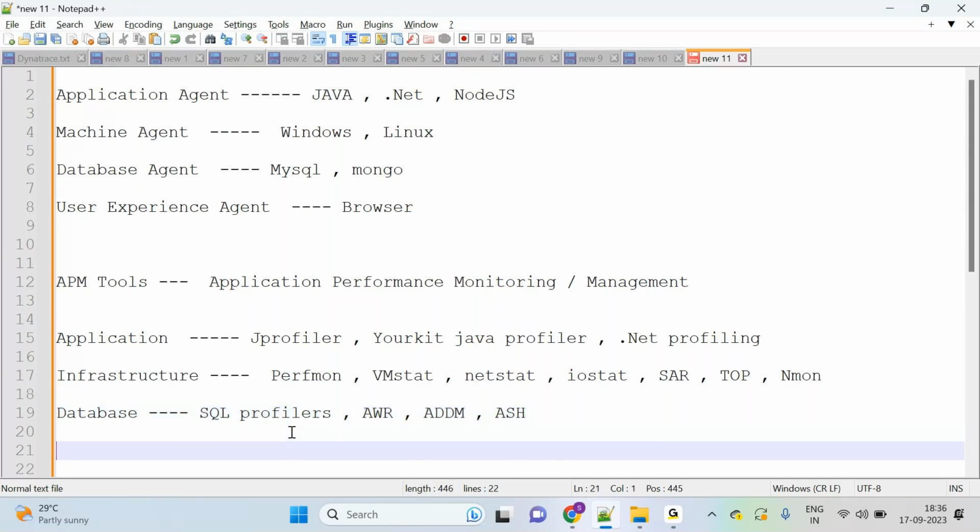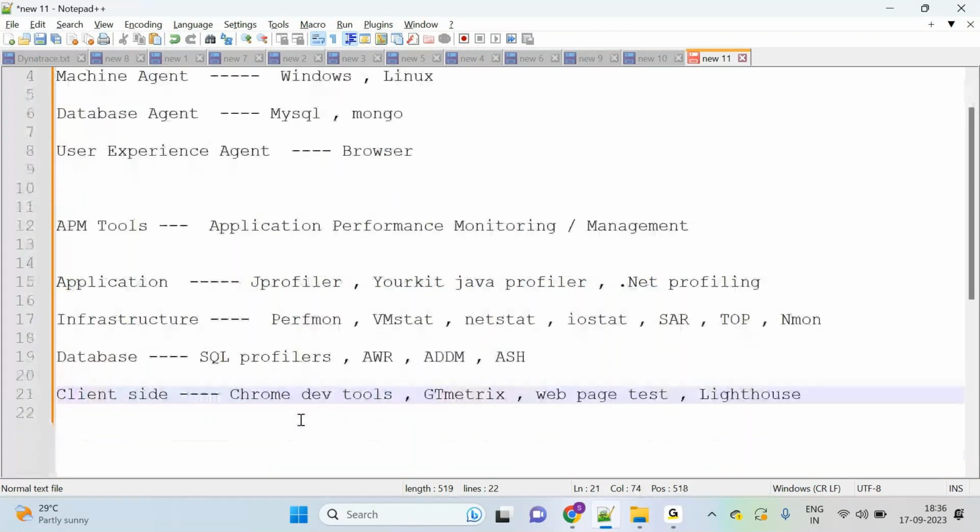Similarly, for the client side, we used Chrome DevTools, GTmetrix, WebPageTest, or Lighthouse. Like that, we used different tools.